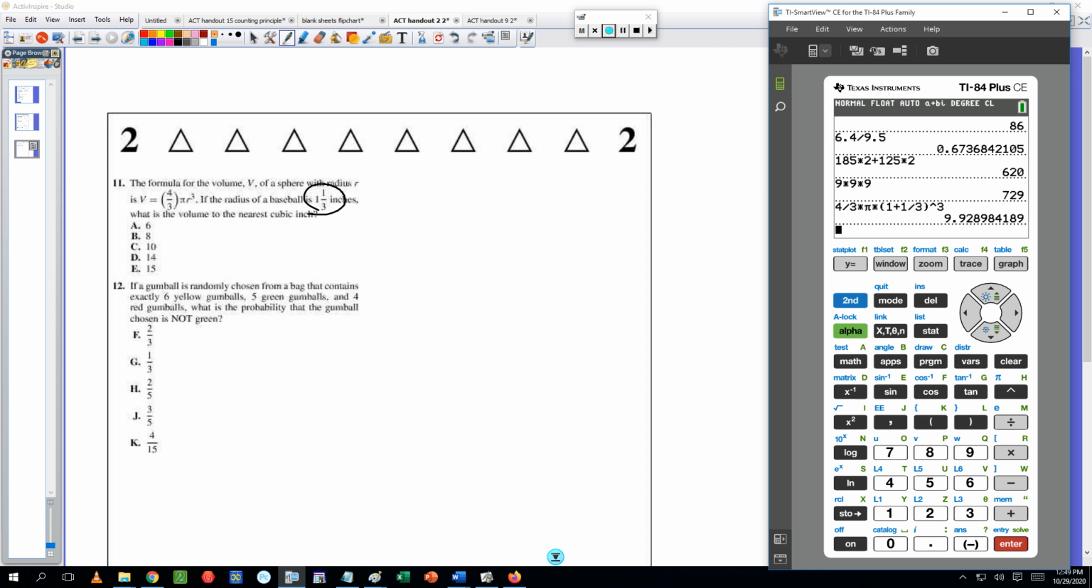7 or 9.9. What is the volume to the nearest inch? So 9.9 would be closer to 10.